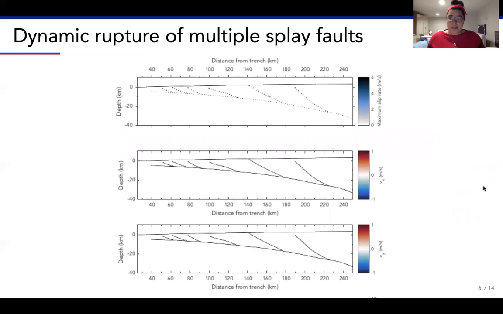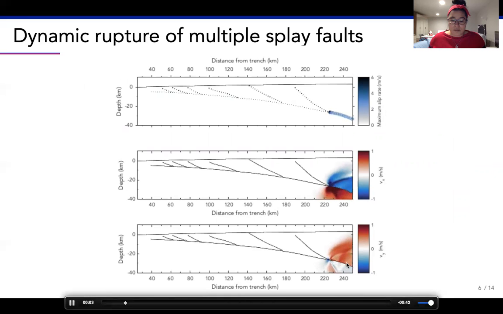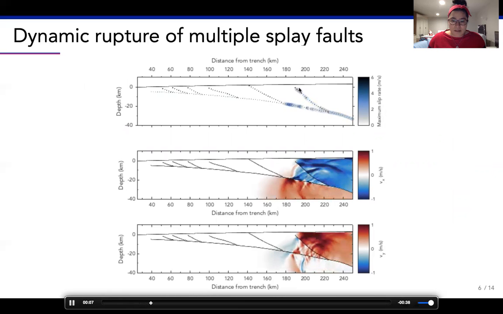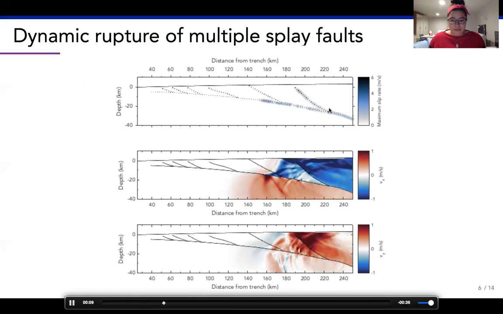Let's hope it works. In the top panel, I'm going to show you the maximum slip rate on the fault. And then here we have the horizontal component of the velocity. And here we have the vertical component of the velocity. So let's start the video. So we have our rupture coming in. It encounters the first splay fault. And as you can see, it goes on the splay fault.